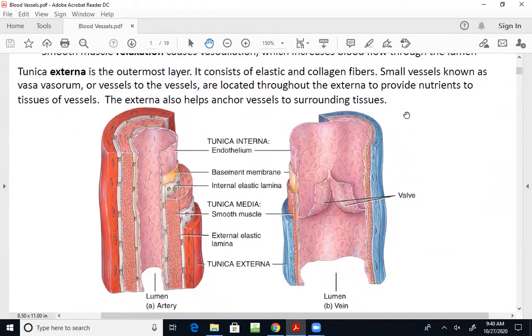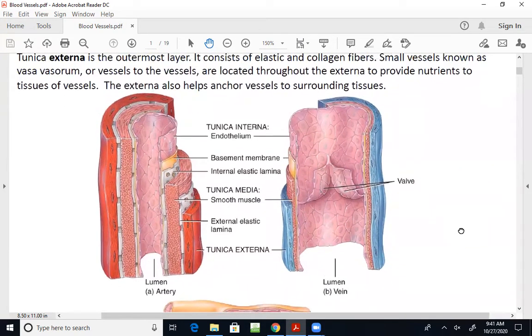Your big arteries and veins will have small vessels within this layer called vasa vasorum, or that translates to mean vessels to the vessels. So these are kind of like the coronary arteries and coronary veins that we have in our hearts. We talked about that in our heart lecture, that your heart needs nutrients, especially the myocardium. The outer layer of your blood vessels needs nutrients because the blood inside is not going to be able to allow diffusion to get out to those outer layers. Overall function of the externa is just to help anchor vessels to surrounding tissue. So basically just hold them in place.